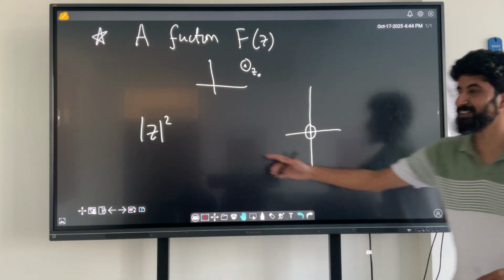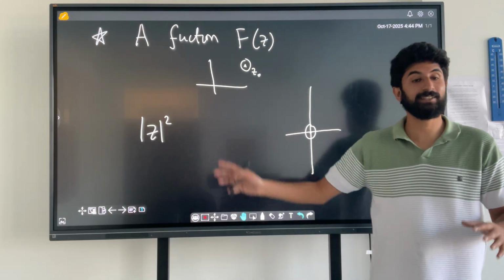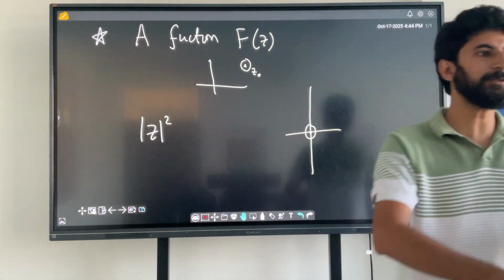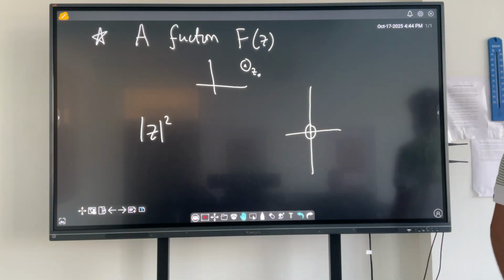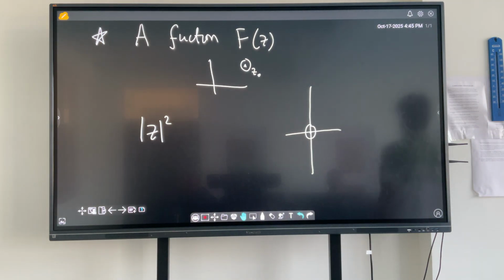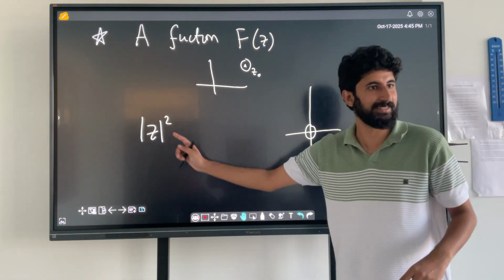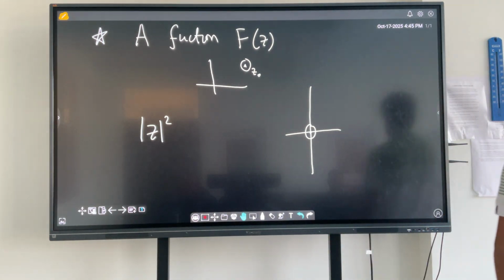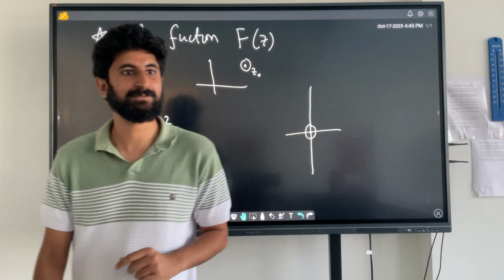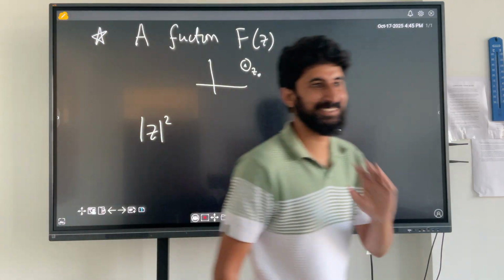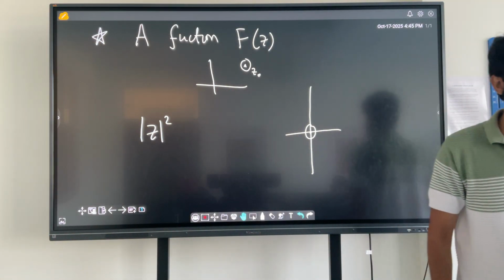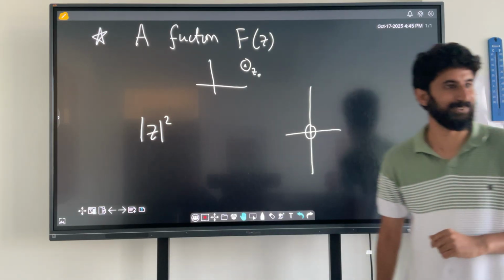No, because this function is complex differentiable only at z equal to 0. The moment you move even a bit, 10 to the minus 500, 10 to the minus 6000, whatever, the complex differentiability goes away. So this is an example which is complex differentiable at a point, but still not analytic. Is the definition of analyticity clear to you? This is the real definition of analyticity.